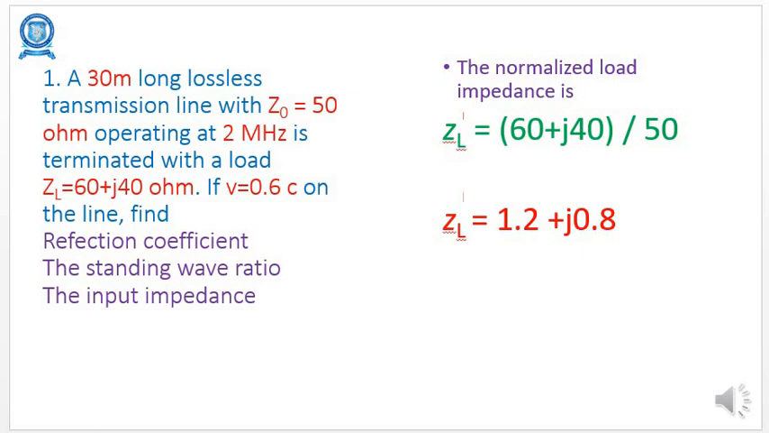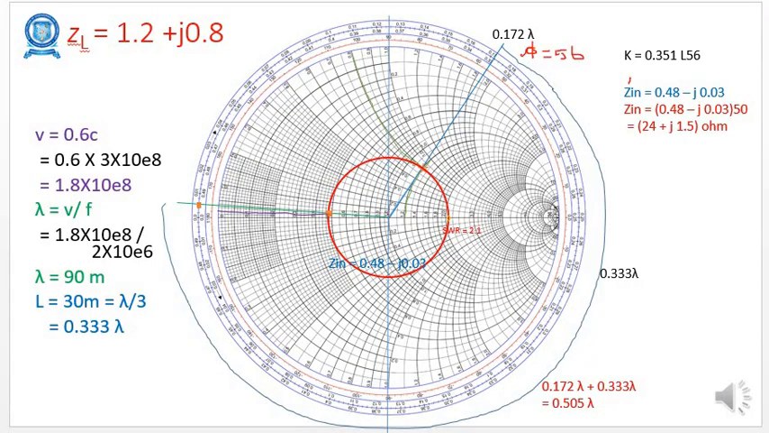Before solving this, first we have to normalize the load impedance. The normalized load impedance is ZL dash equal to ZL by Z0. ZL value is 60 plus j40 divided by 50. So after division, the rectangular form of normalized load impedance ZL dash is equal to 1.2 plus j0.8. So 1.2 is the resistance value, 0.8 is the reactance value.